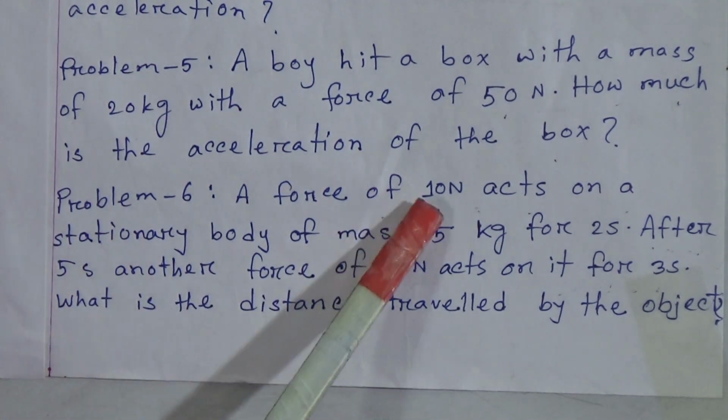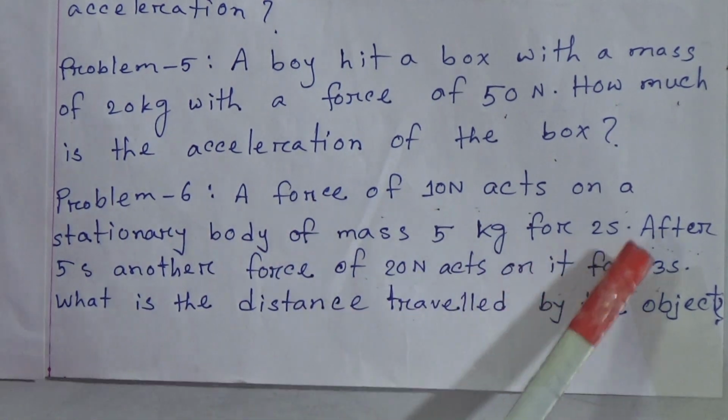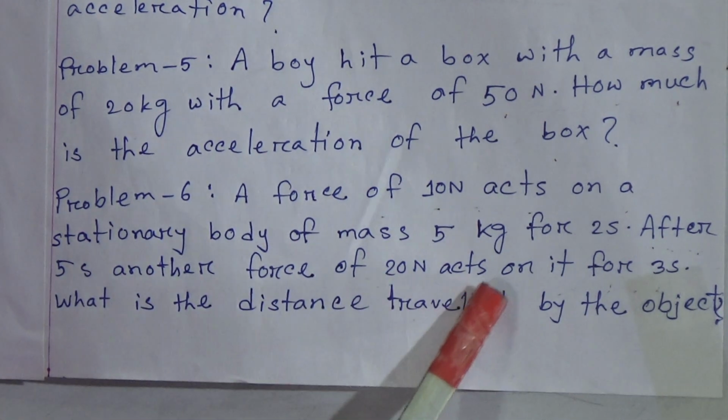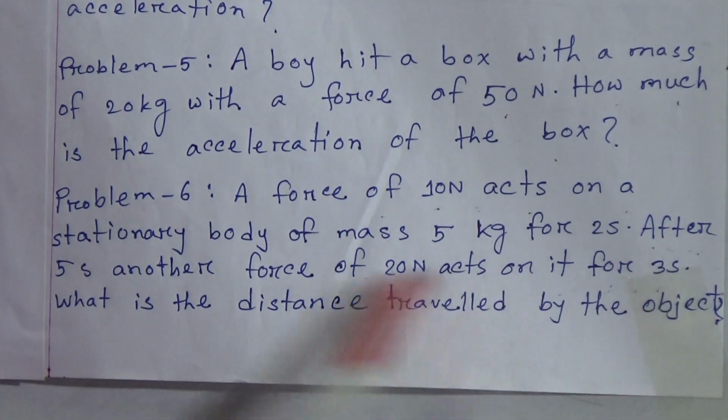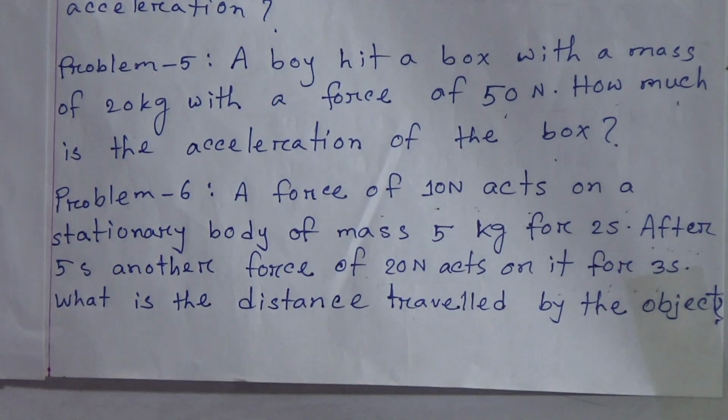Now come to problem number 6. A force of 10 Newton acts on a stationary body of mass 5 kg for 2 seconds. After 5 seconds, another force of 20 Newton acts on it for 3 seconds. What is the distance travelled by the object?